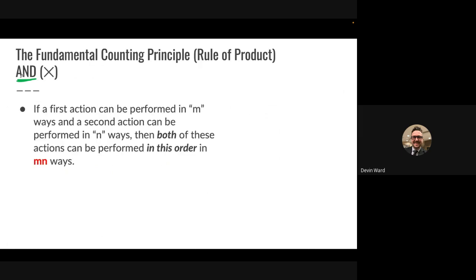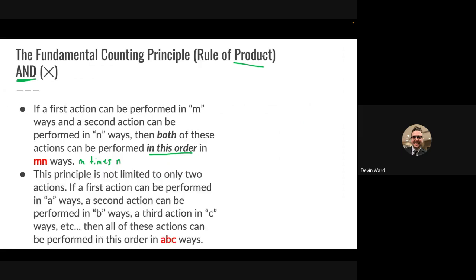In mathematical terms, if the first action can be performed in m different ways, and a second action can be performed in n different ways, then both of these actions can be performed in this order, or in some order, in m times n ways. So m times n. That's why it's the rule of product, because we're multiplying together.